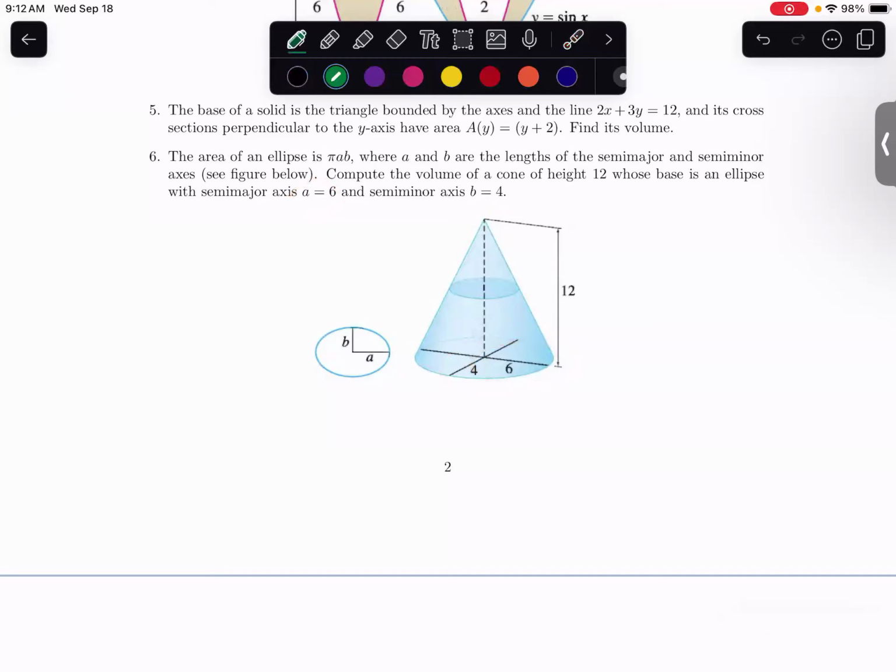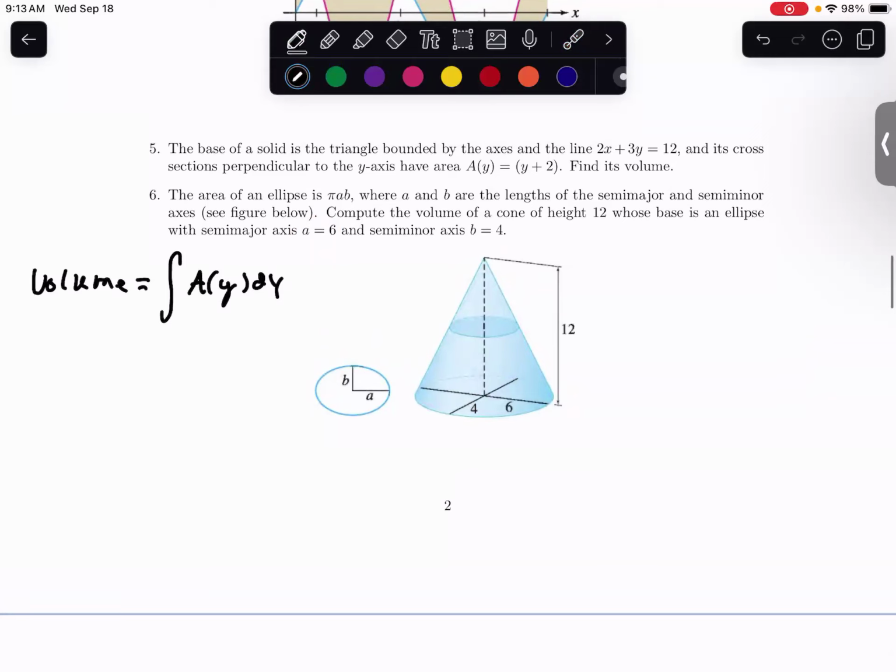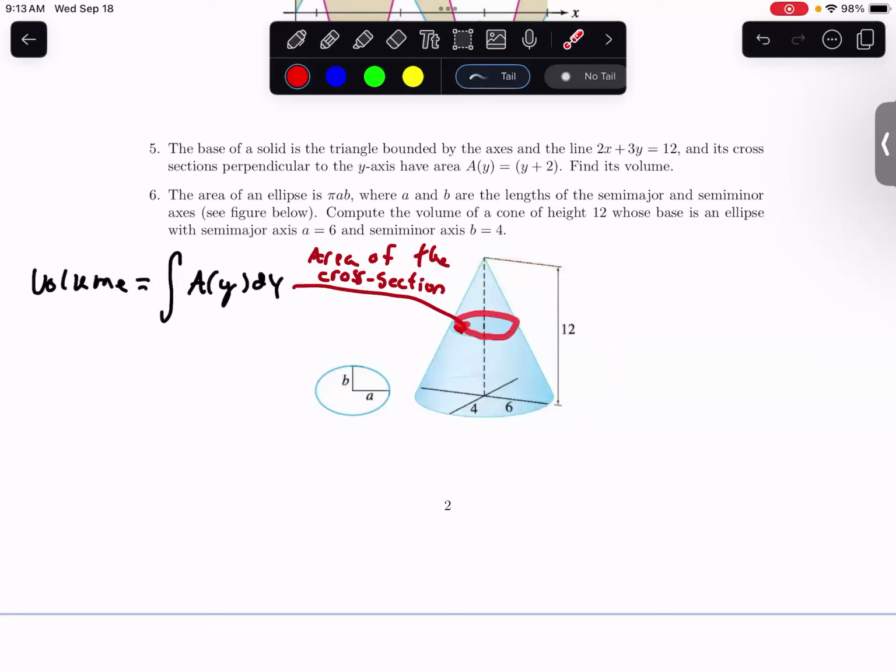We have 2 different triangles. Ultimately, to find the volume, this volume is going to be equal to the integral of some area of a cross section, right? So we need to find the area. What I mean by A sub y is the area of the cross section. We slice this cone, and by slicing the cone, we get a cross section, which is given by this oval.